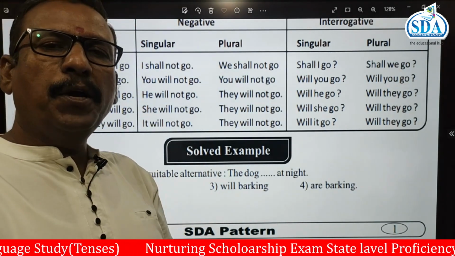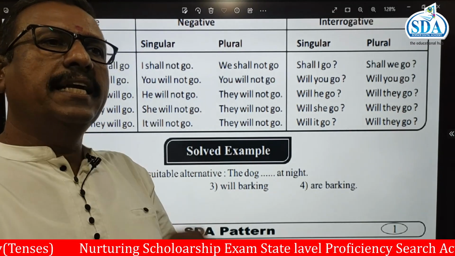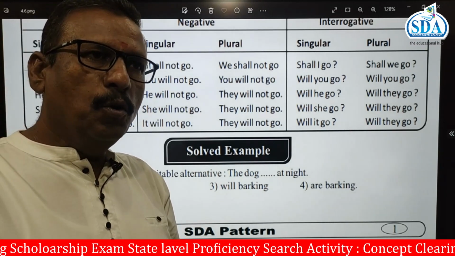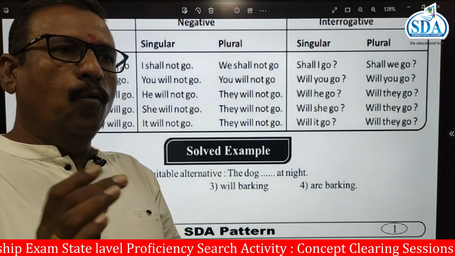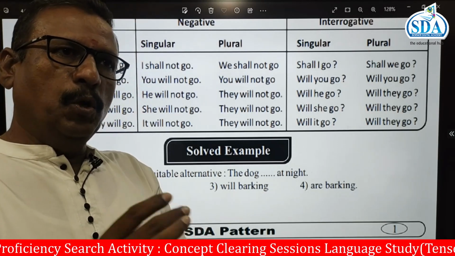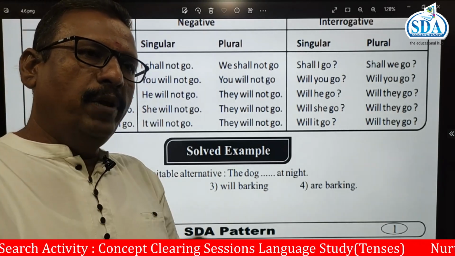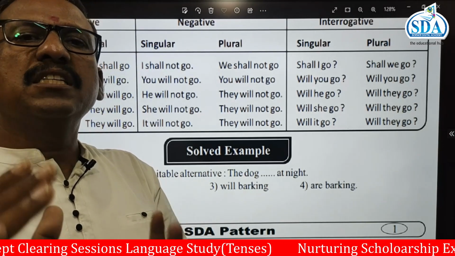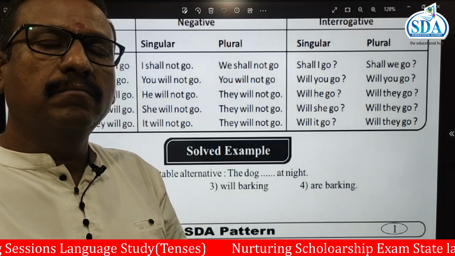And in case of interrogative or question sentence, shall I go, shall we go, will you go, will he go, will she go, will it go, and will they go, such type of construction of sentences are there.